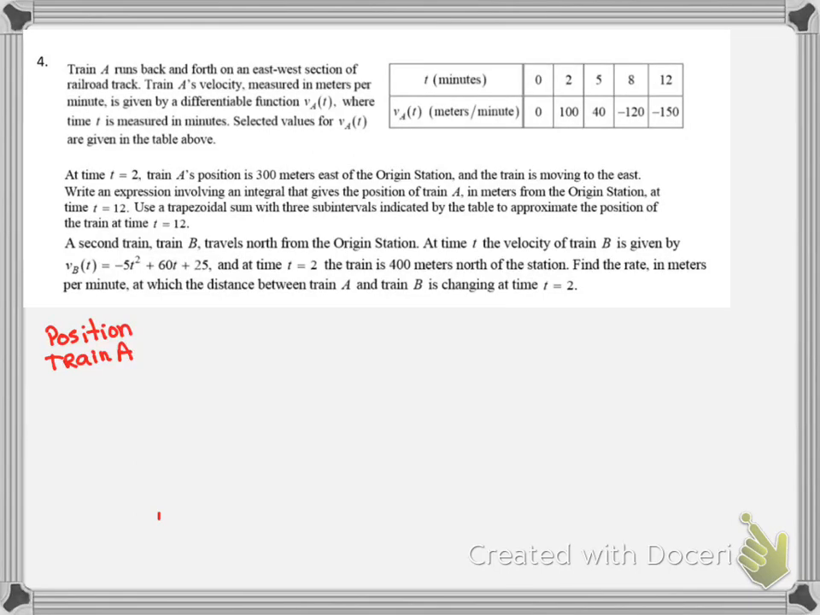We're going to look at this first part here. At time t equals 2, the train's position is 300 meters east, and it's moving east. Write an expression involving an integral that gives the position of train A. So this position then will be equal to our starting position of 300 meters.